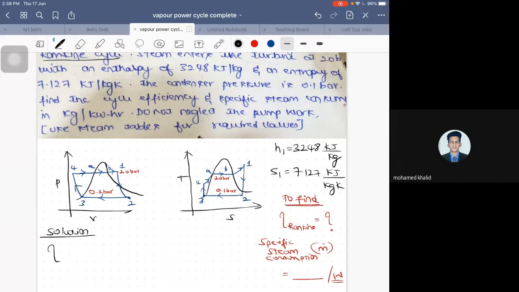So, the efficiency of the Rankine cycle or any other cycle, how is it given? Start with the basics. It is output by input. Here the output is the work output, divided by the input. What you are inputting is heat, so that is QS, the heat supplied.